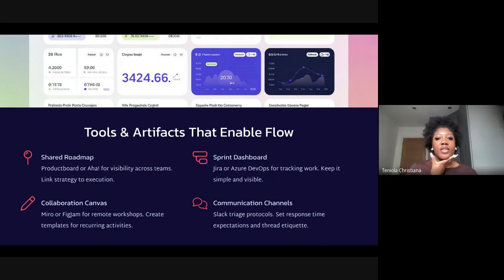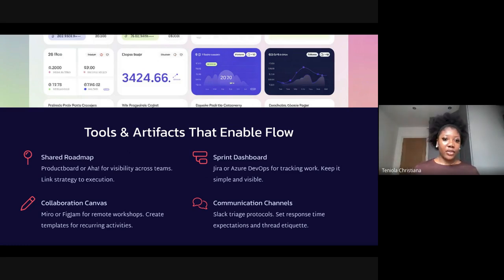So some stuff that can really enable that flow to work is obviously having a shared roadmap. And that could be your responsibility, the PM, it could be the responsibility of the higher ups per se, but having a roadmap so people understand what it is that we're working towards, what the goals of the company are, and how that is reflected in the features that we build.